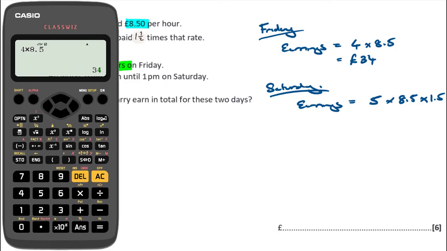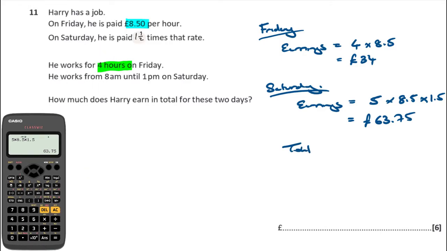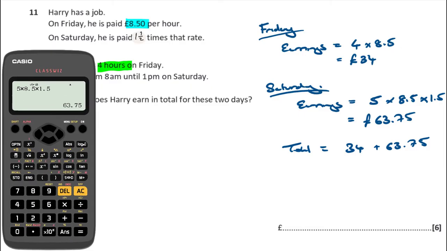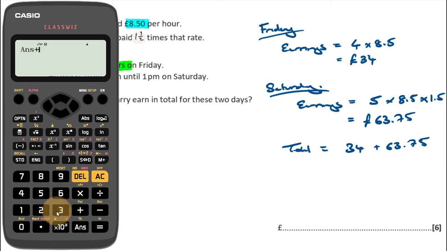Okay, now you don't need to work out 8.5 times 1.5 first. You can just do it all in one calculation, which is what I'm going to do here because I'm a bit lazy. So 5 times 8.5 times 1.5, that comes out to be £63.75. Okay, so then his total is going to be those two added together, isn't it? The 34 plus the £63.75. So I'm going to add on 34 to my last answer, and that comes out to be £97.75.